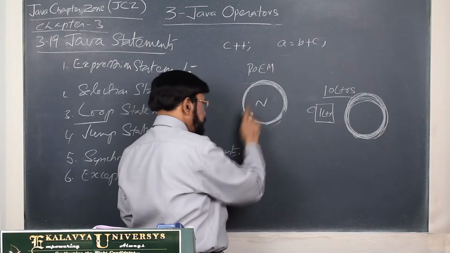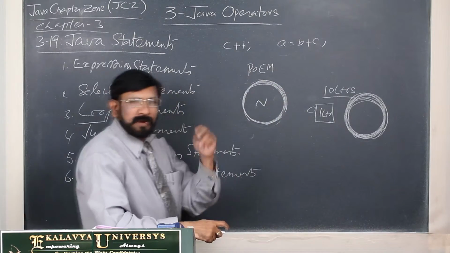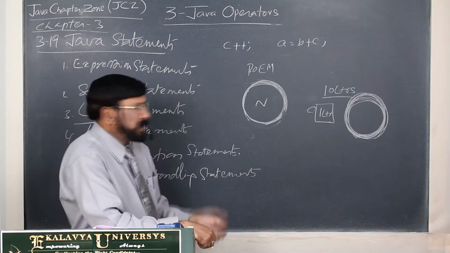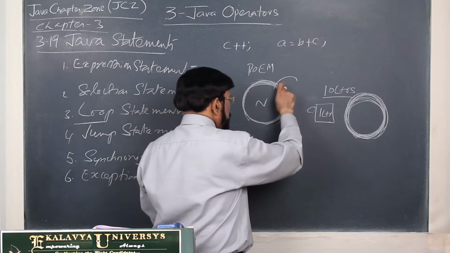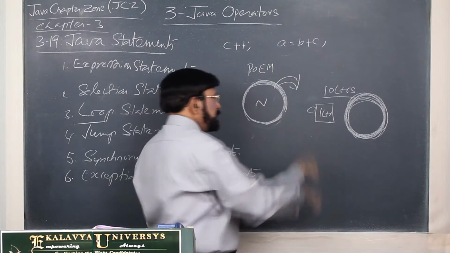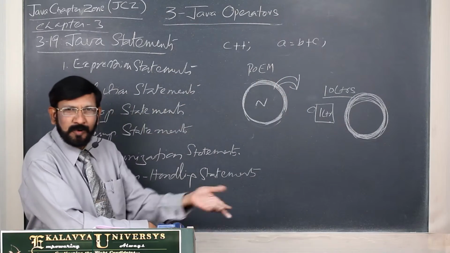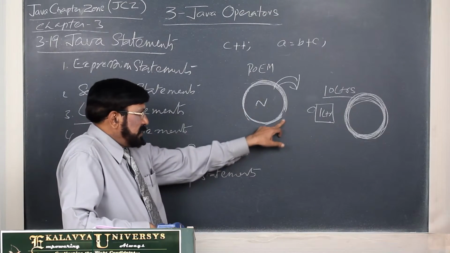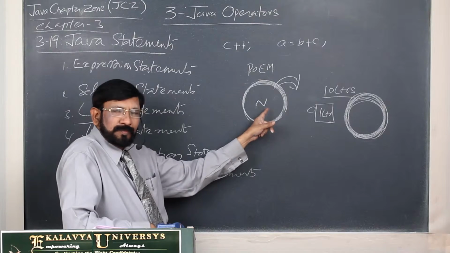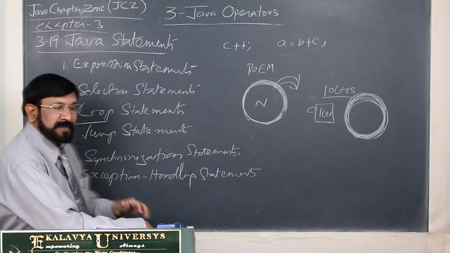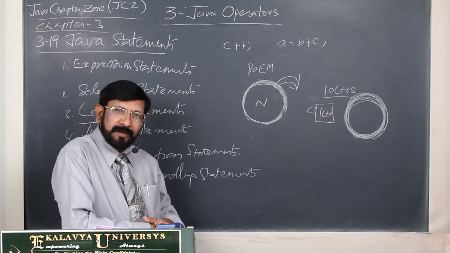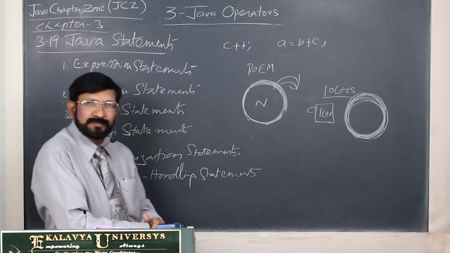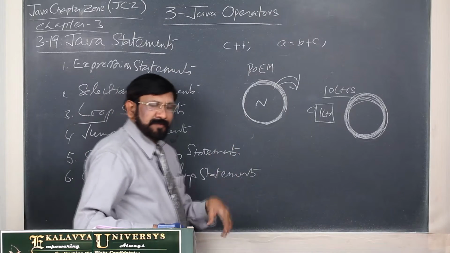Then what happens? The loop is running. At a particular point of time you get confidence: I memorized this poem. Then you should come out of the loop. Am I right or not? Then what is required? You have to jump out of the loop. For that purpose we use these jump statements like break, continue, return, etc.